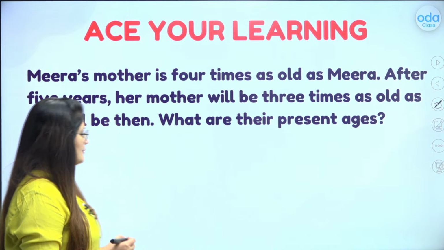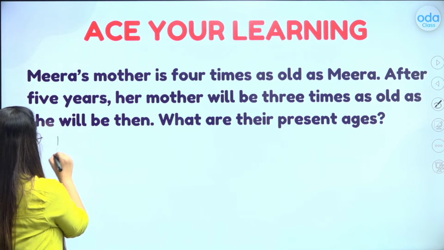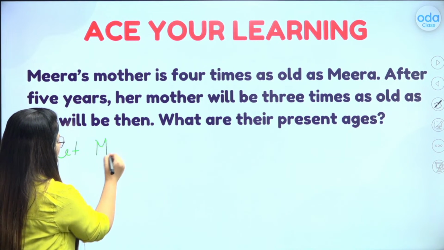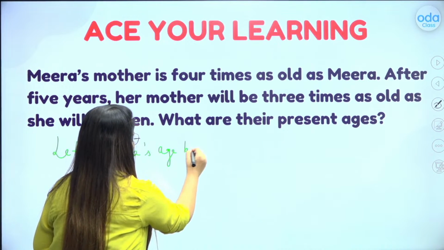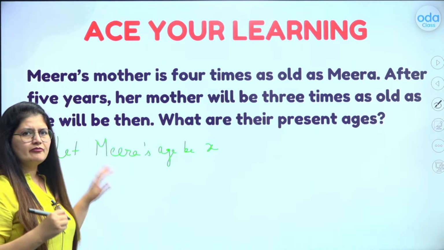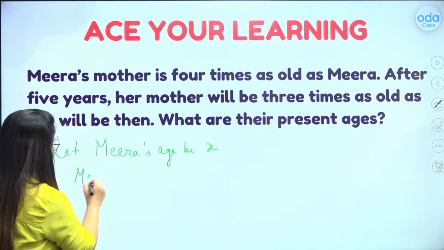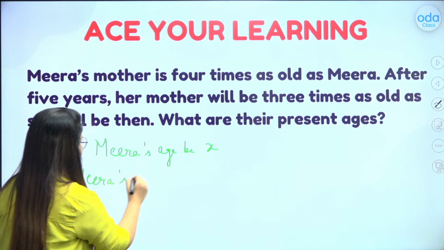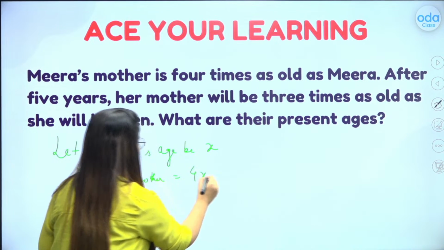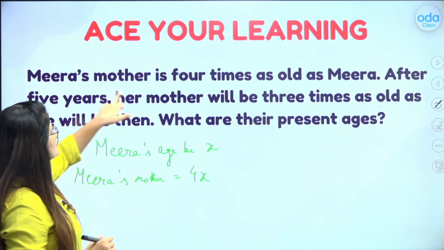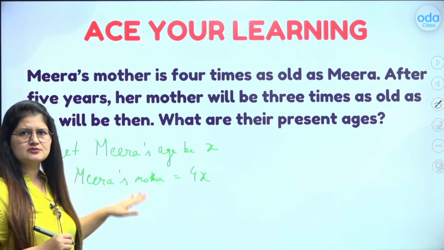So now, let's just do one thing. Let's take Mira's age as x. Let Mira's age be x. If Mira's age is x, what will be the age of Mira's mother? So we will say that Mira's mother is equal to 4x. Clearly, Mira's mother is 4 times Mira's age, so the age of Mira's mother is 4x.